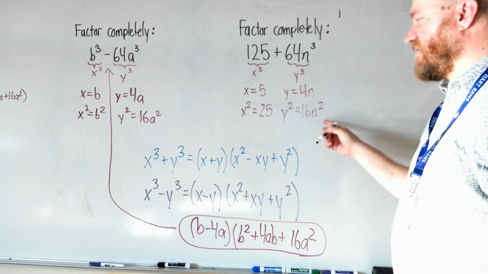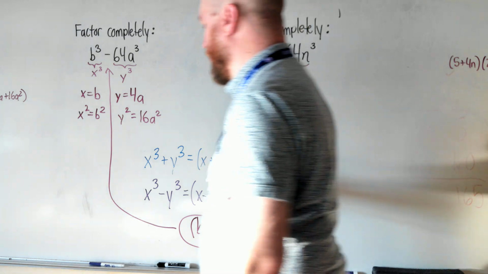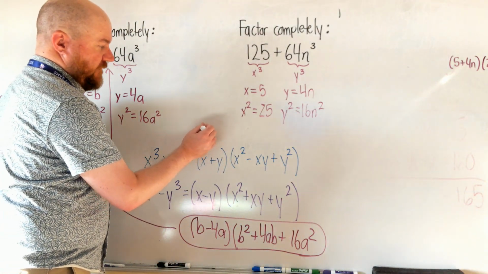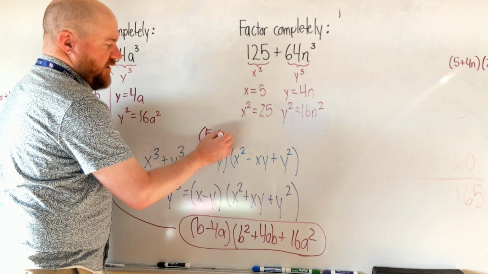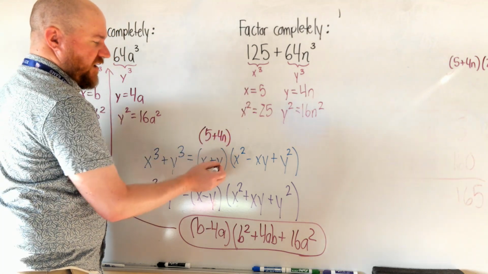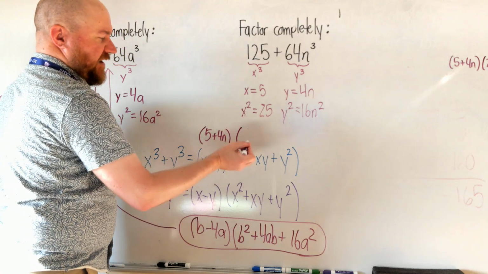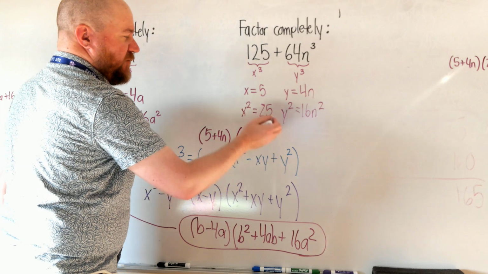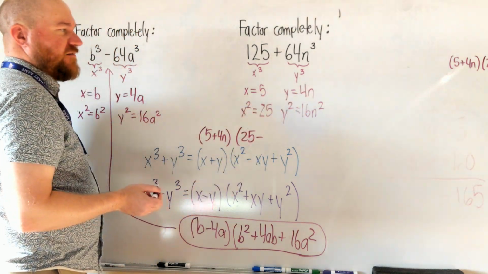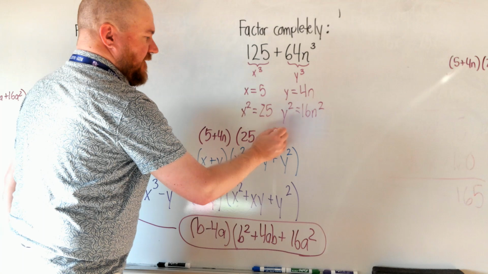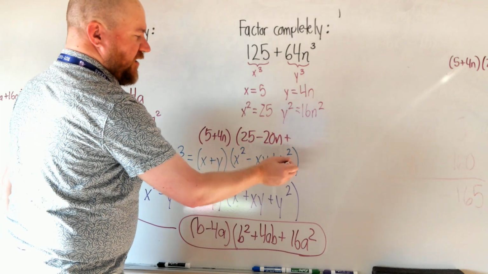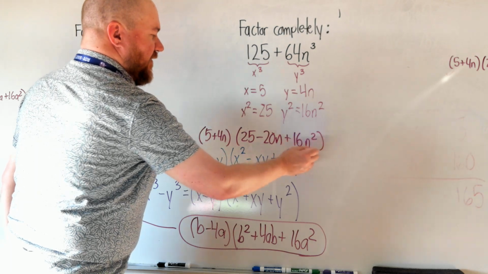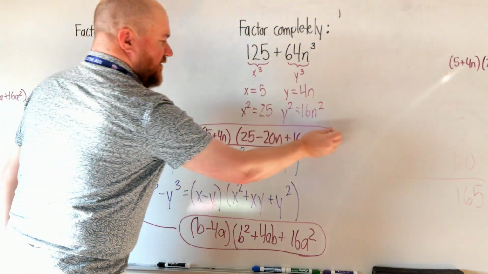So now, just like the last one, we're just going to plug all this into this blue equation. So x plus y is going to be 5 plus 4n, right? x is 5, y is 4n. x squared is 25. xy means we multiply both of those, so 5 times 4n is 20n. And plus y squared is 16n squared. And that is the answer to that one.